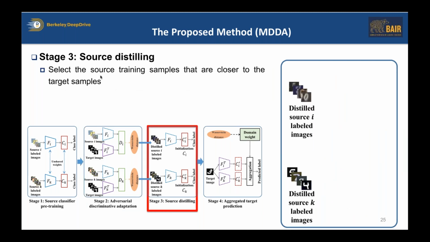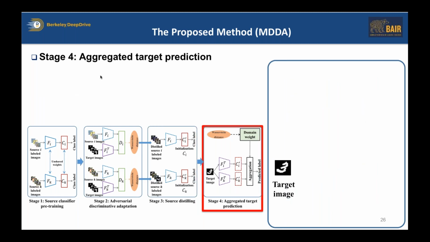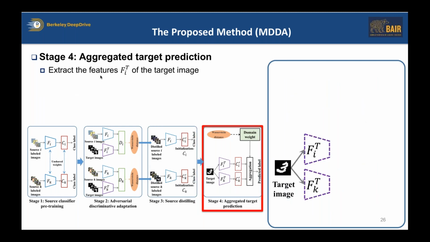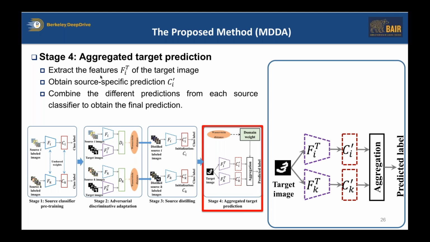In the third stage, we select the source training samples that are closer to the target samples. And we fix the feature extractor, then use the distilled source samples to fine-tune the source classifiers. In the last stage, we extract the features of each target image, and we obtain the source-specific predictions. And in the end, we combine the different predictions from each source classifier to obtain the final prediction.